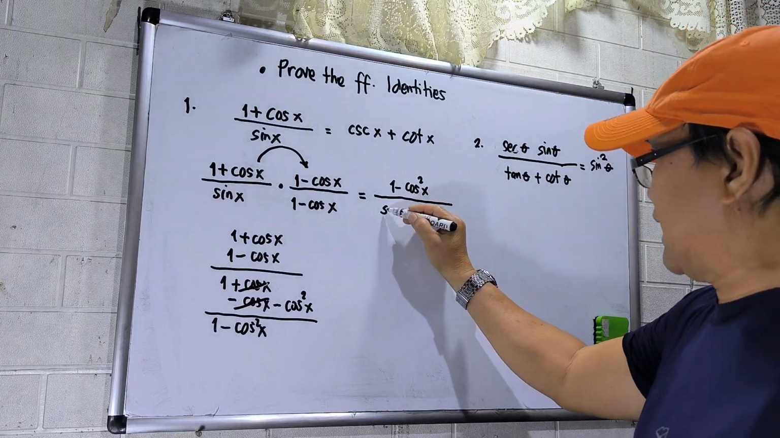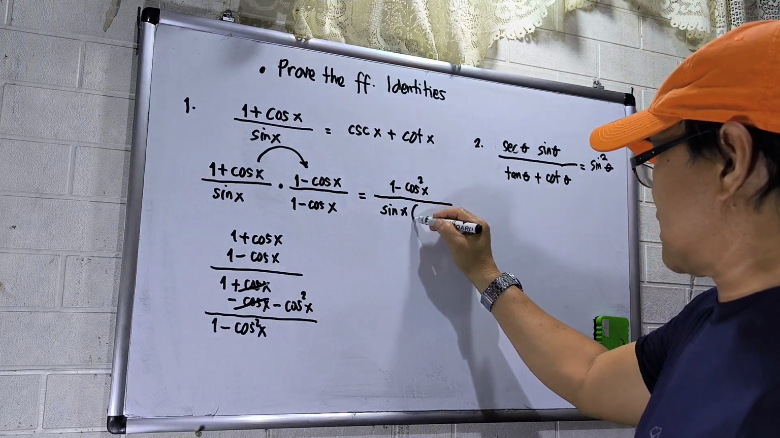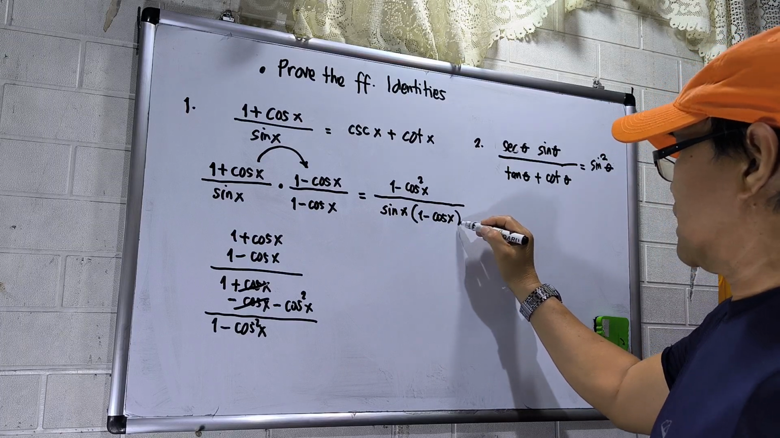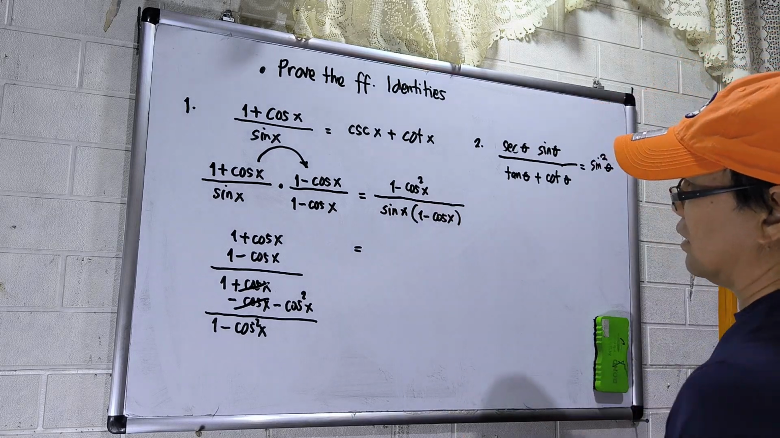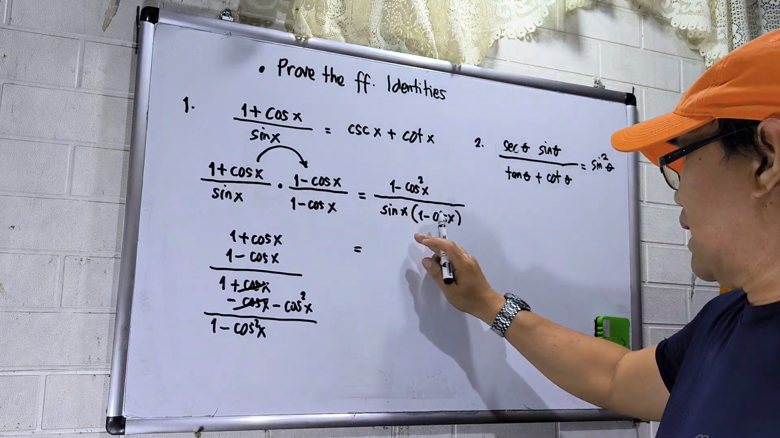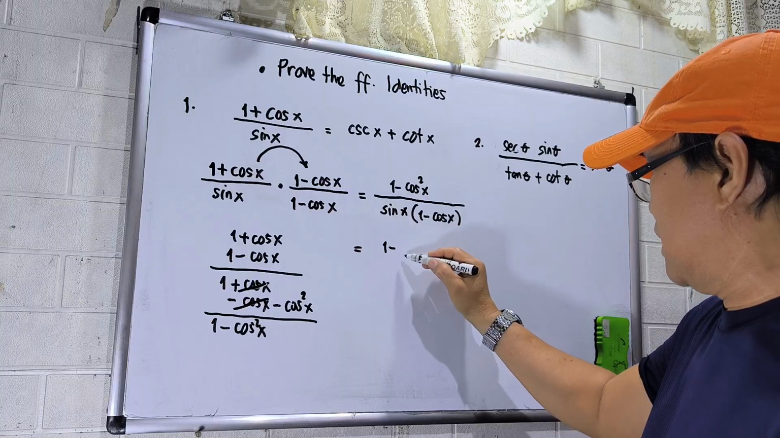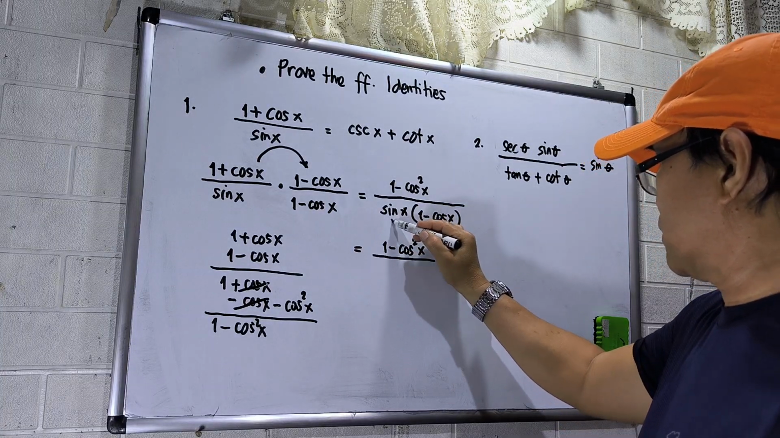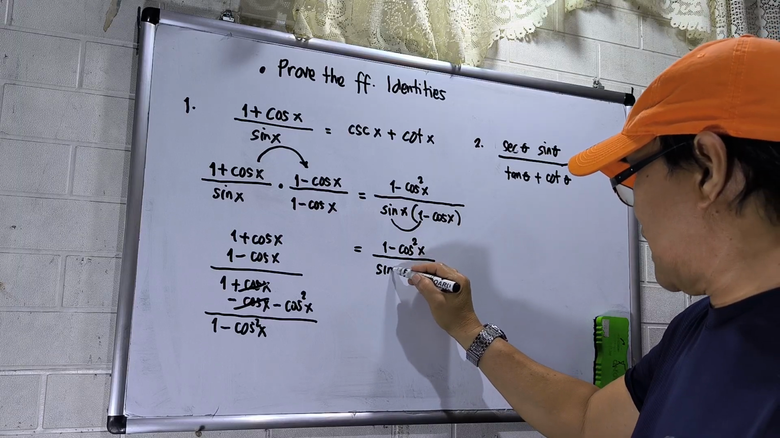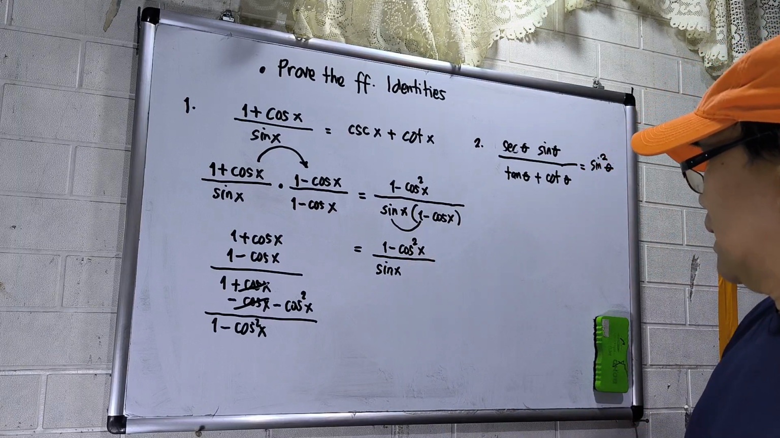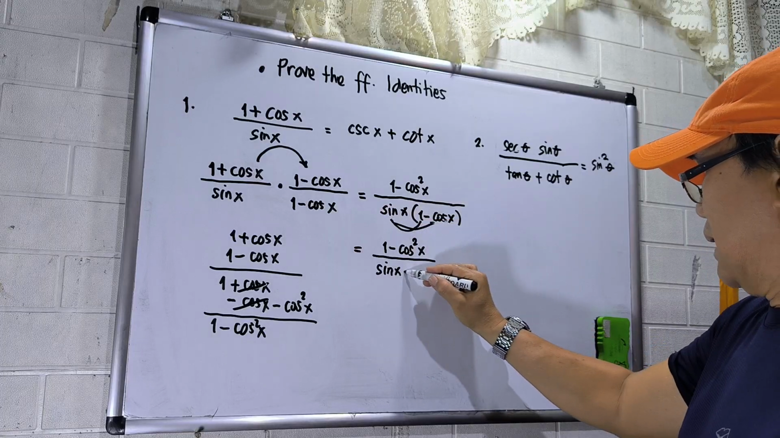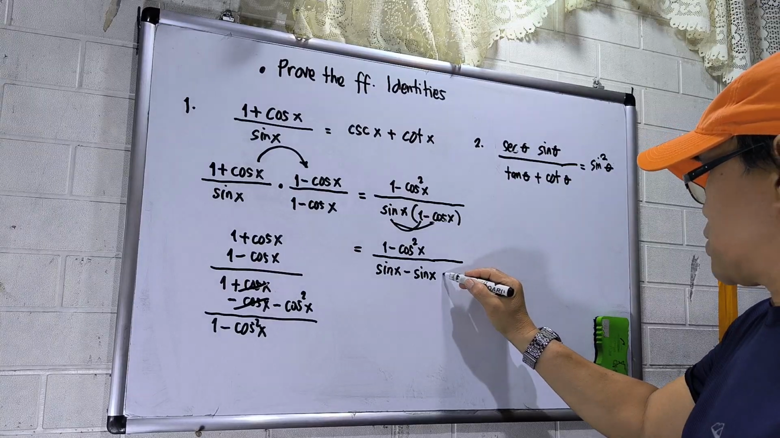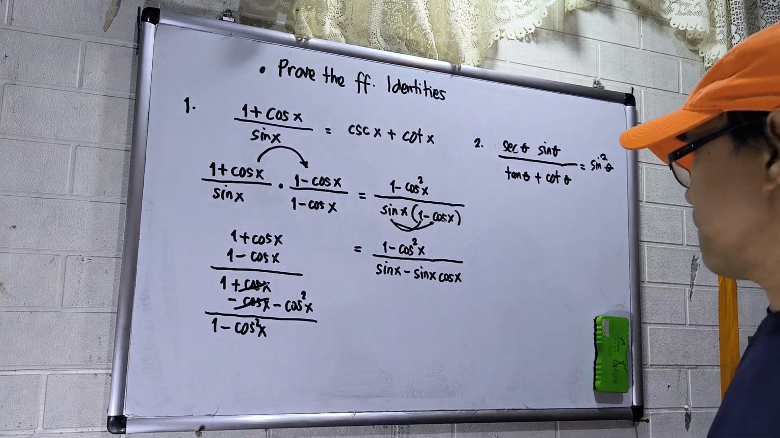Then the denominator will be sine x times (1 minus cosine x). So I will multiply the denominator, and I'll just copy the numerator, 1 minus cosine squared x. Multiply: that will be sine x, then minus sine x times cosine x.